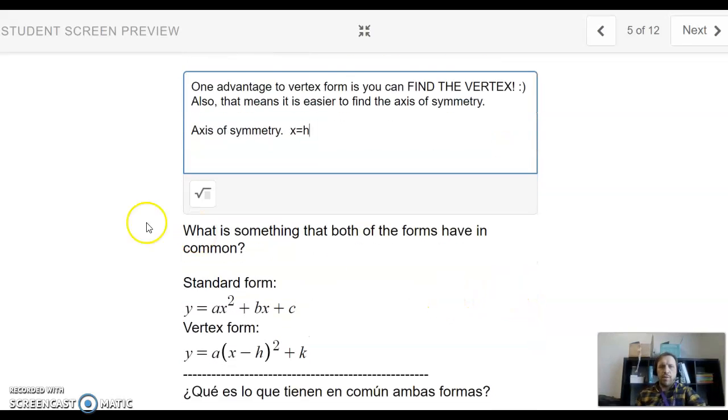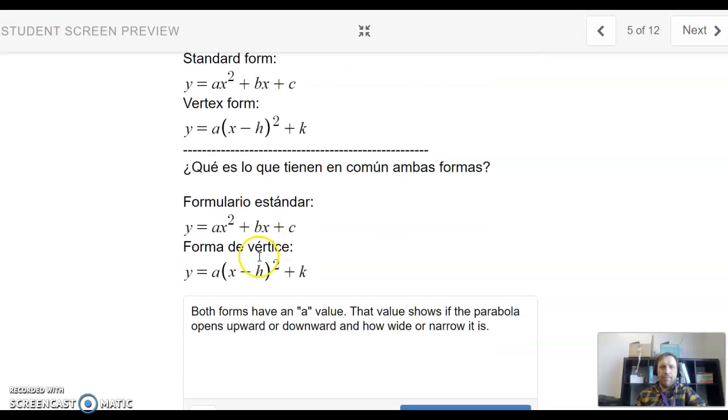All right. And so then what's something both of them have in common? Both forms have an a value. All right. So that a value allows us to know if it opens up or opens down and if it's wide or narrow. Right. Bigger than 1, it keeps getting narrower and narrower and narrower. Between 0 and 1, it's going to be like a big bowl. Okay.